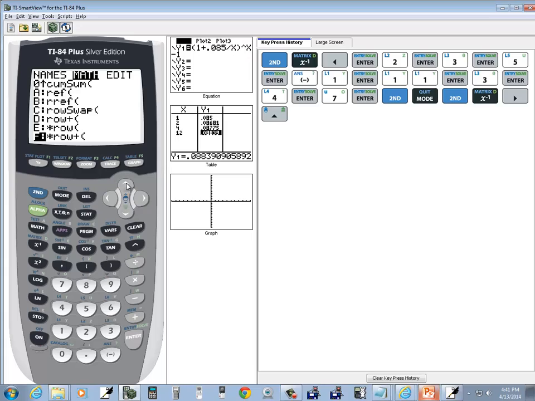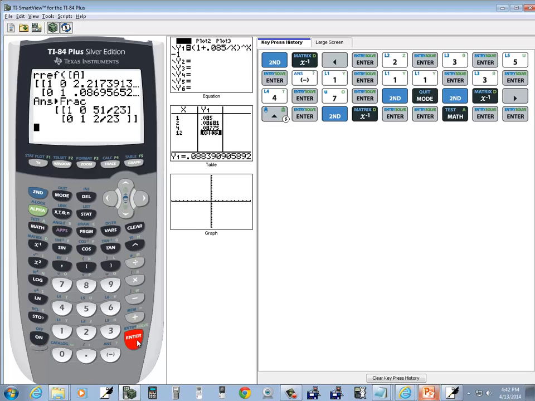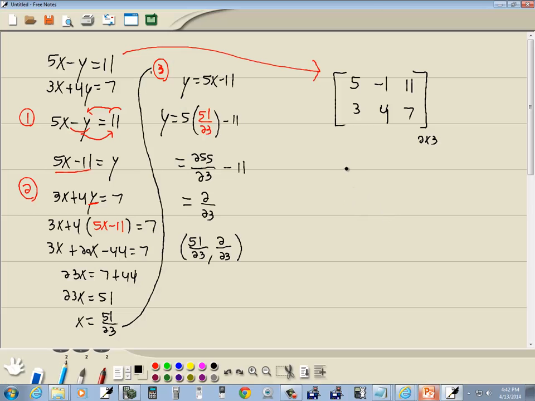Exit out, do second mode, and then I'll do second x inverse, go over to math, and up arrow to RREF. Then do second x inverse, enter on A, enter again. We get decimals, which should be because we got fractions on the other one, but let's do a math enter to change them. So math enter. And that looks promising.